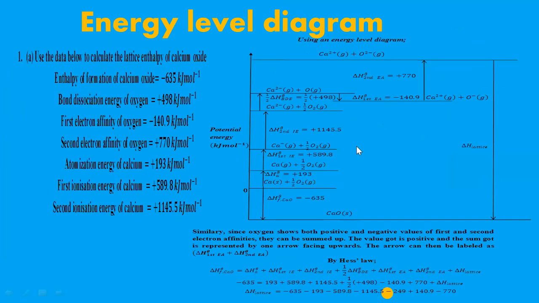This is an energy level diagram still. They are telling you to use the information given to calculate the lattice energy of calcium oxide. What will you do? So here what you will do, I told you draw this line, put the potential energy there, in kilojoules per mole. Somewhere below put a 0, draw a line there.